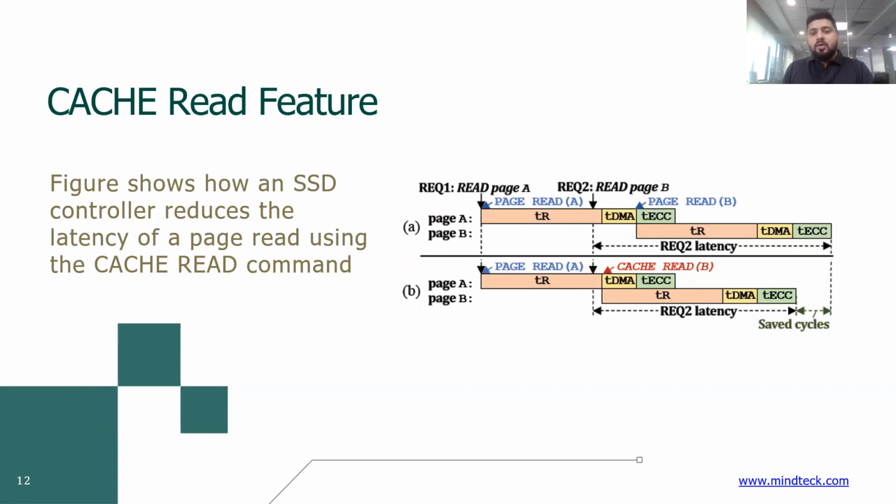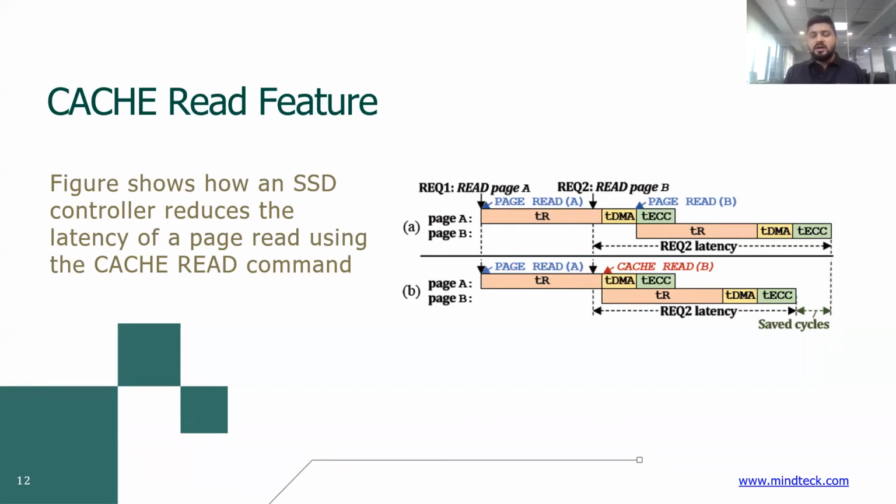Now when we have to implement cache read, we start the page B read as shown in figure B, when the data transfer of page A has started. In this way we are saving more cycles in the cache read because we are starting page B a little bit earlier compared to figure A. So we can reduce the latency of a page read by using a cache read command, as explained here and as shown in the figure.